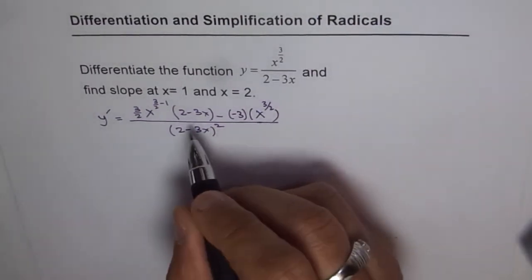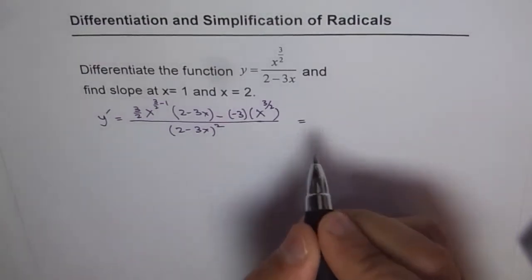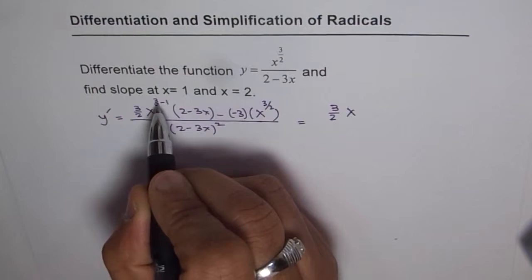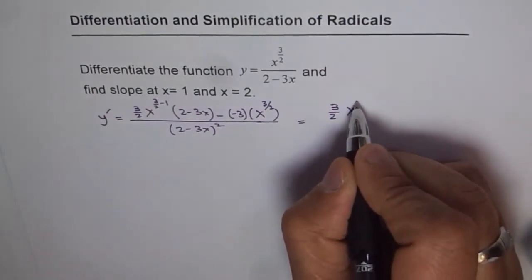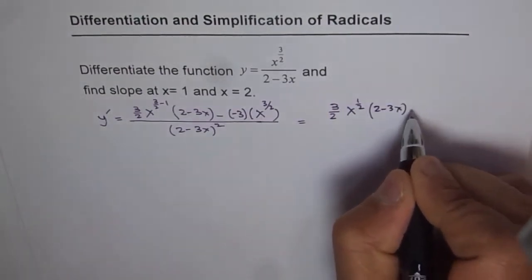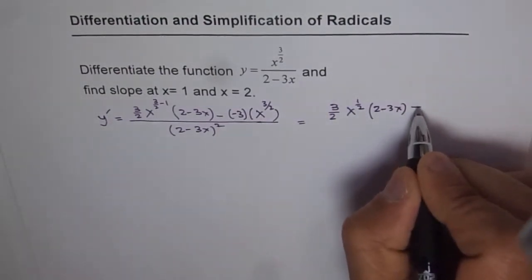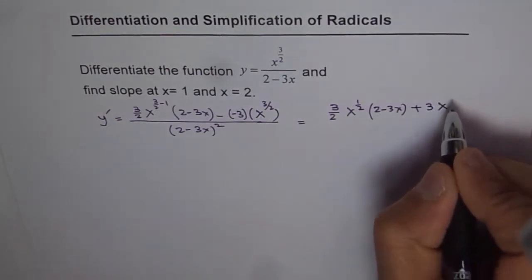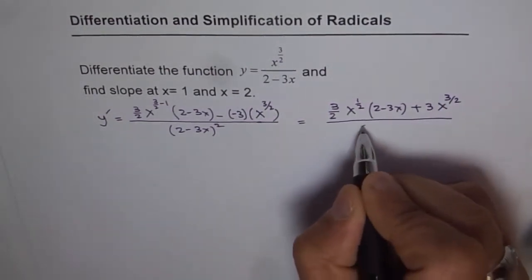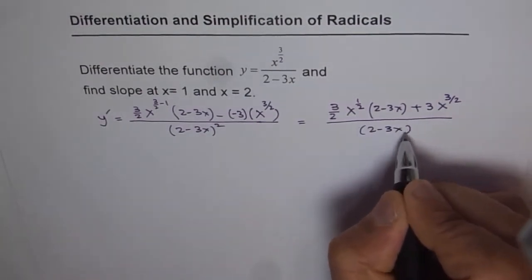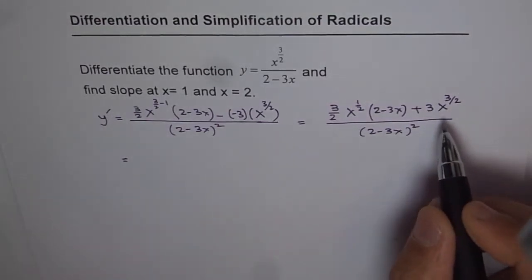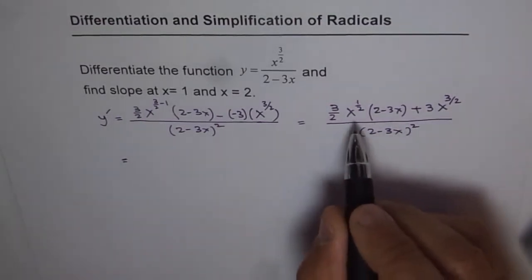Now we can simplify it a bit, and let me write this as 3 over 2 x to the power of, so it is 3 minus 2 is 1, so half, and we have 2 minus 3x. Minus and minus becomes plus, so we have plus 3 x to the power of 3 over 2, over 2 minus 3x whole square. Now this is a place where some students may find it difficult to simplify.